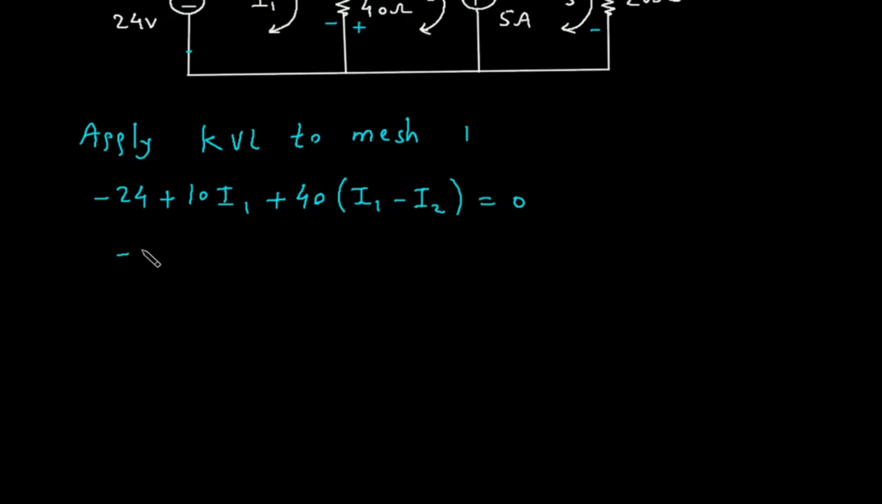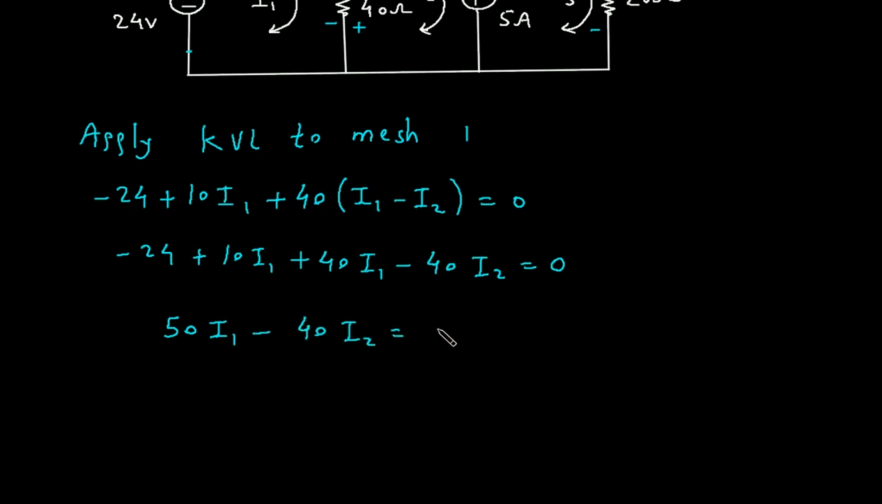So this will be minus 24 plus 10 I1 plus 40 I1 minus 40 I2 is equal to 0. This will be 50 I1 minus 40 I2 is equal to 24. Let's say this is equation number 1.